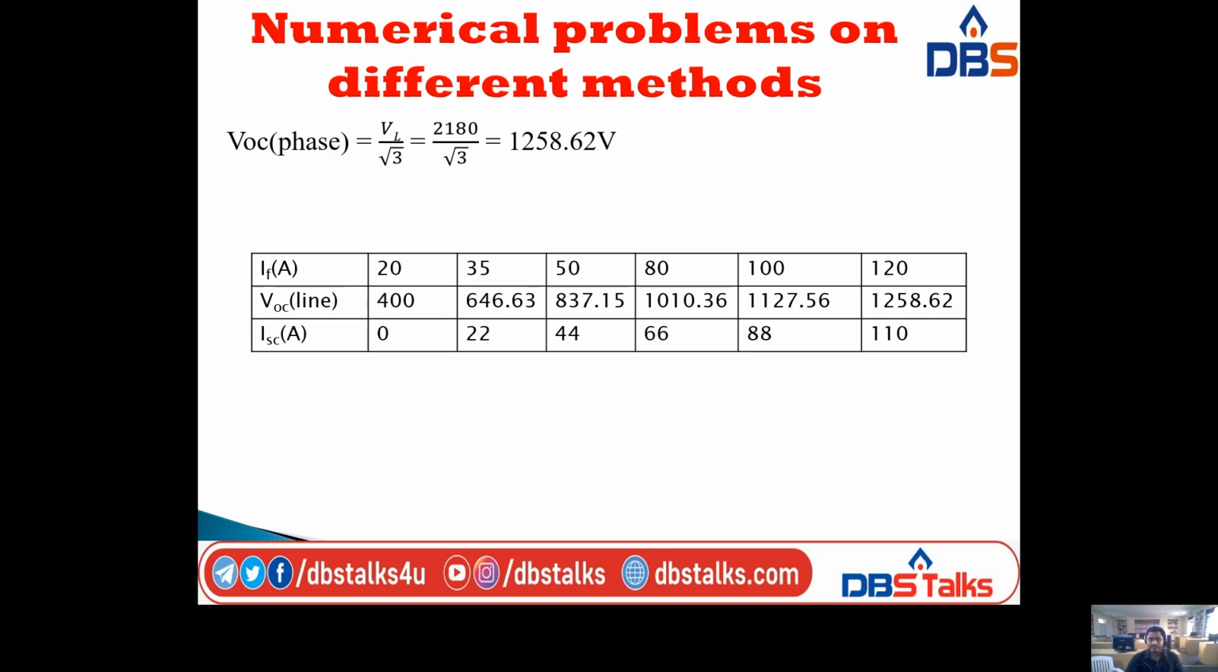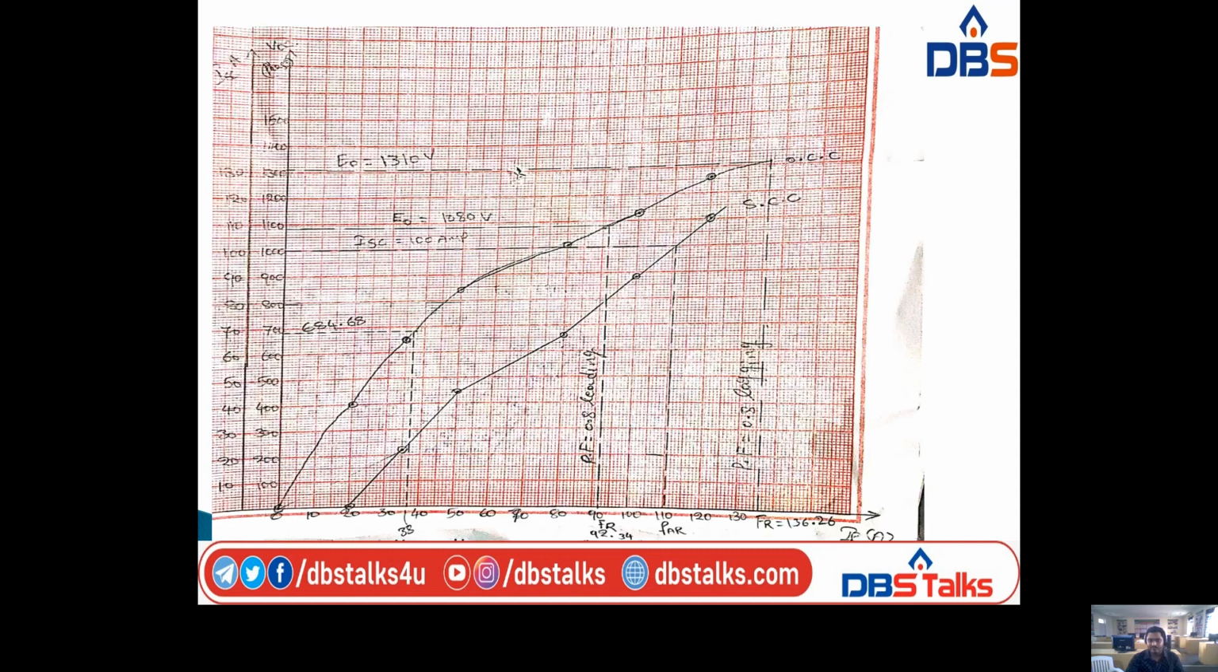Next, by using this data, we have to draw the characteristic diagram for the MMF method. Here the field current varies between 20 to 120, the short circuit current varies between 0 to 110, and the phase voltages vary between 400 volts to 1258.62. So by using this data, we have to draw the open circuit characteristics and short circuit characteristics using graph paper. So here I am taking a graph paper.